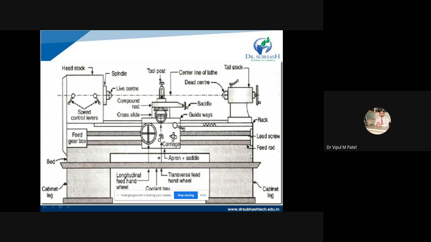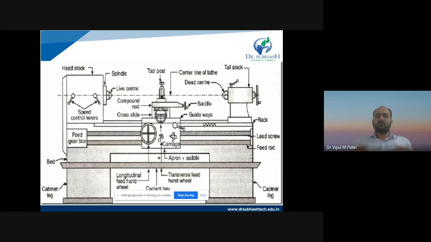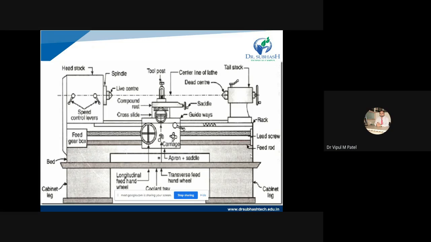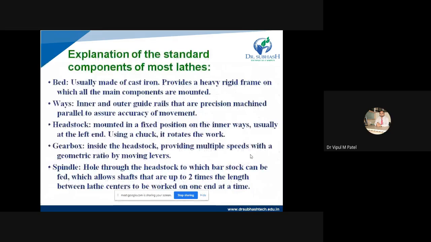So these are the important principal parts and units of the lathe machine which we are using to perform the different types of operation with the use of this particular machine tool, which is known as a lathe machine. Understand, all of you? Good. Now you can see the explanation of the standard components of the lathe machine. Those we have already seen in the previous slide.